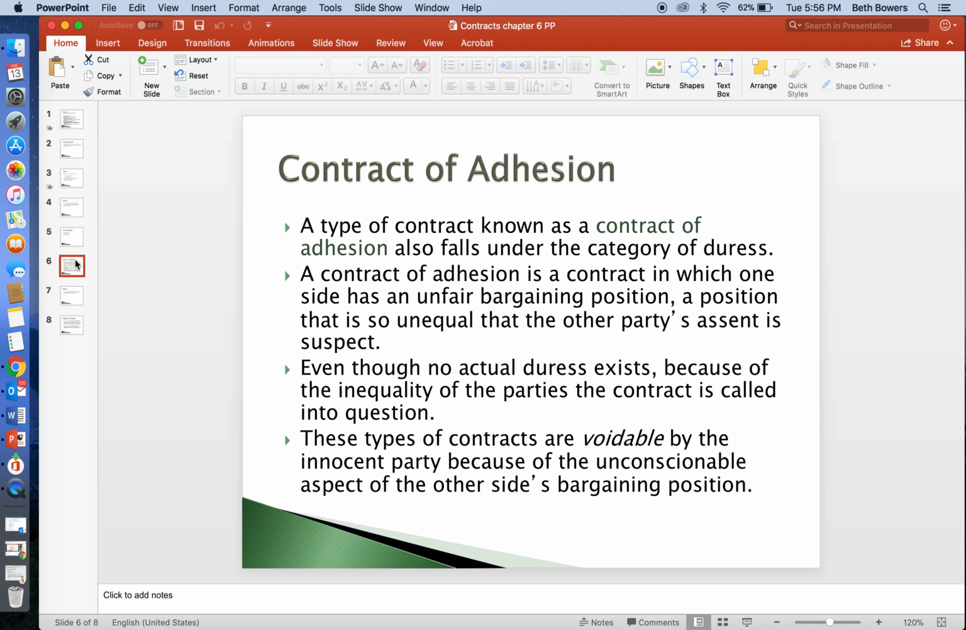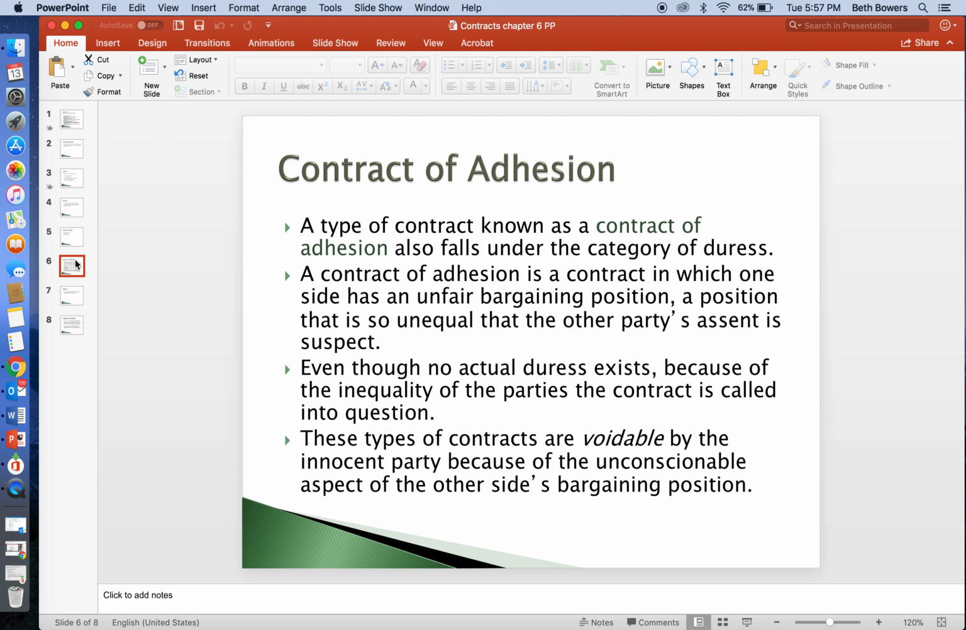Now, a contract of adhesion is where there isn't any actual duress. It falls under the category of duress, but there's no actual physical, emotional, mental, psychological, or economic duress. But there's such an uneven bargaining power between the parties that, and again, it depends on the contract, what the facts of the contract are.